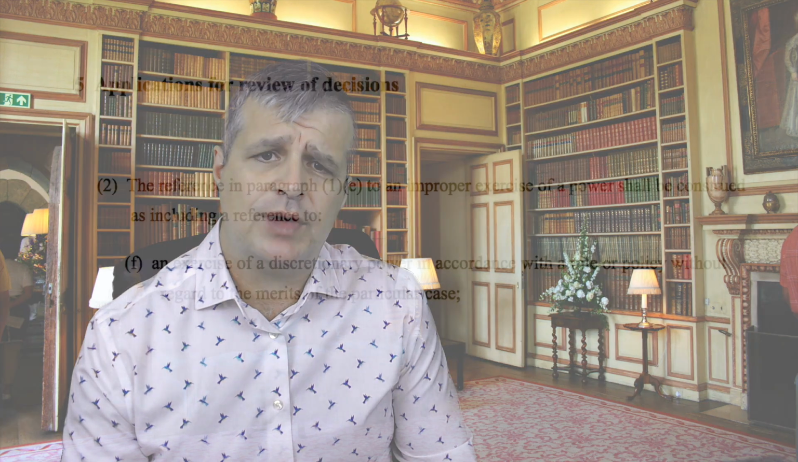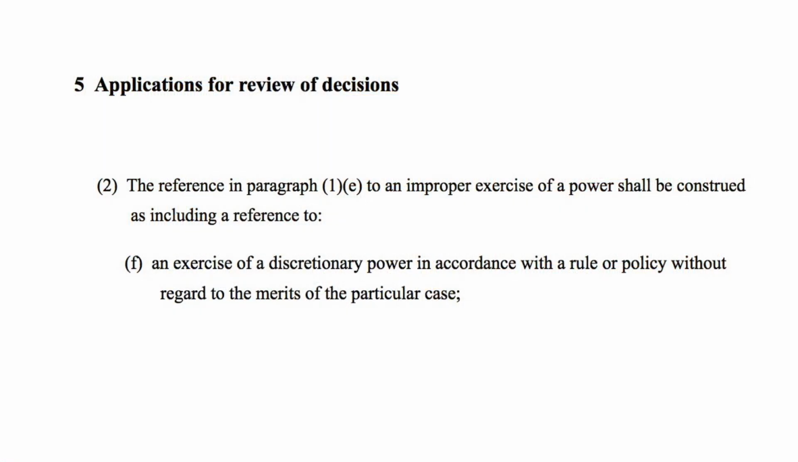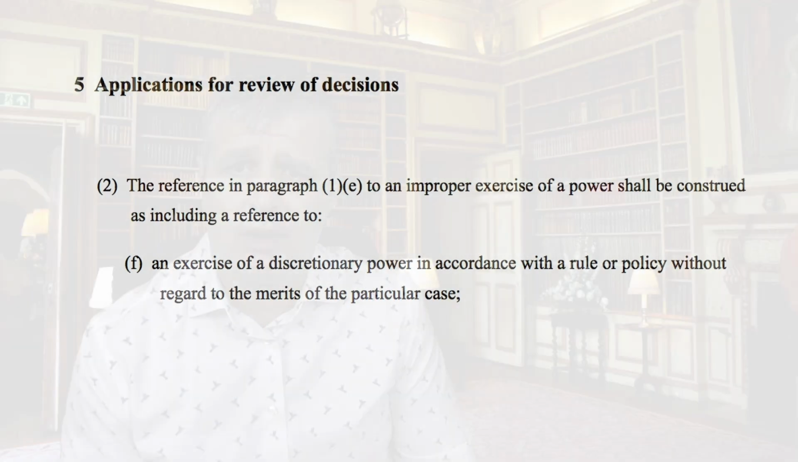The other rule I want to mention is found in section 5.2f of the ADJR Act, which says that an exercise of discretionary power in accordance with a rule or policy without regard to the merits of the particular case is an improper use of power. This ground of appeal goes to the very heart of why we even bother having discretionary powers.